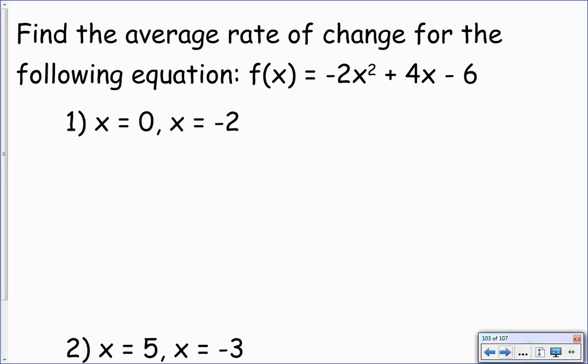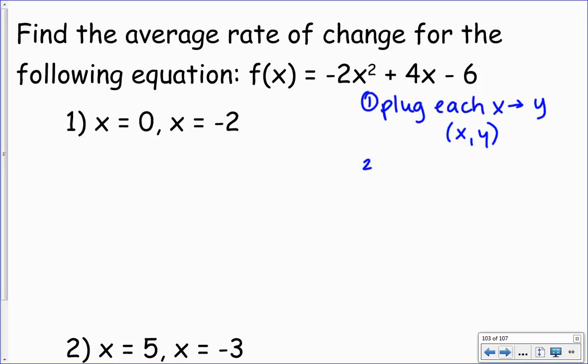f of x equals negative 2x squared plus 4x minus 6. And then I've got x equals 0 and x equals negative 2. For these, you've got options. The first option is to plug x in. Plug each x in. That will give you y. Then together, you've got your ordered pairs.